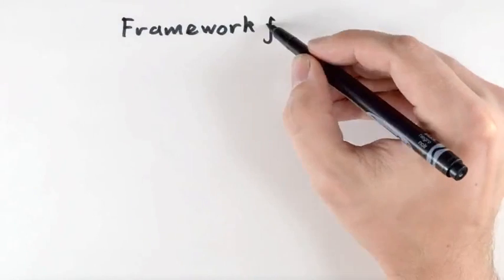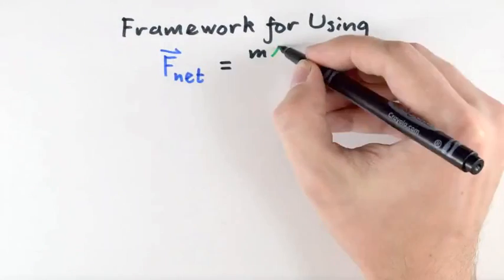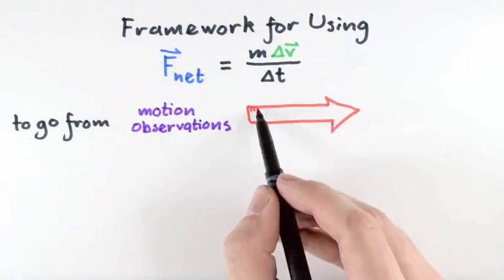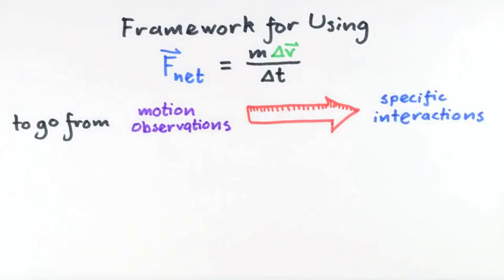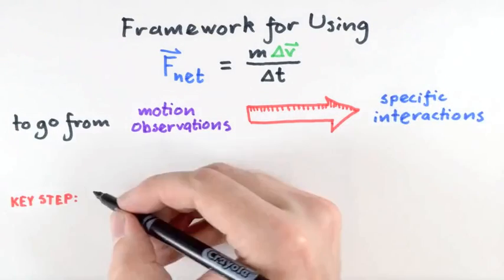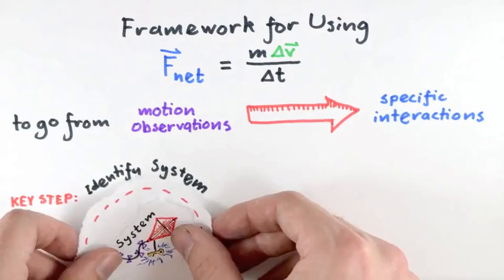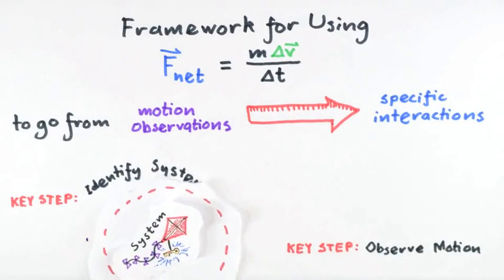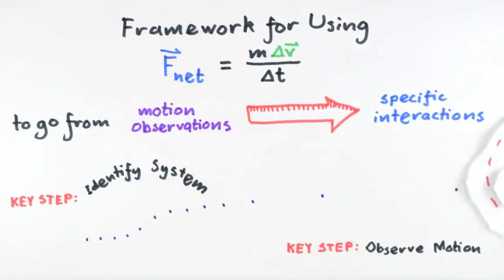In previous lectures, we developed a framework founded on Newton's second law for proceeding from observing motion of our system to solving for specific interactions of the surroundings with the system. To apply this framework, we begin by identifying the system whose motion we're studying. Then we observe the system motion to determine the net force, F net.